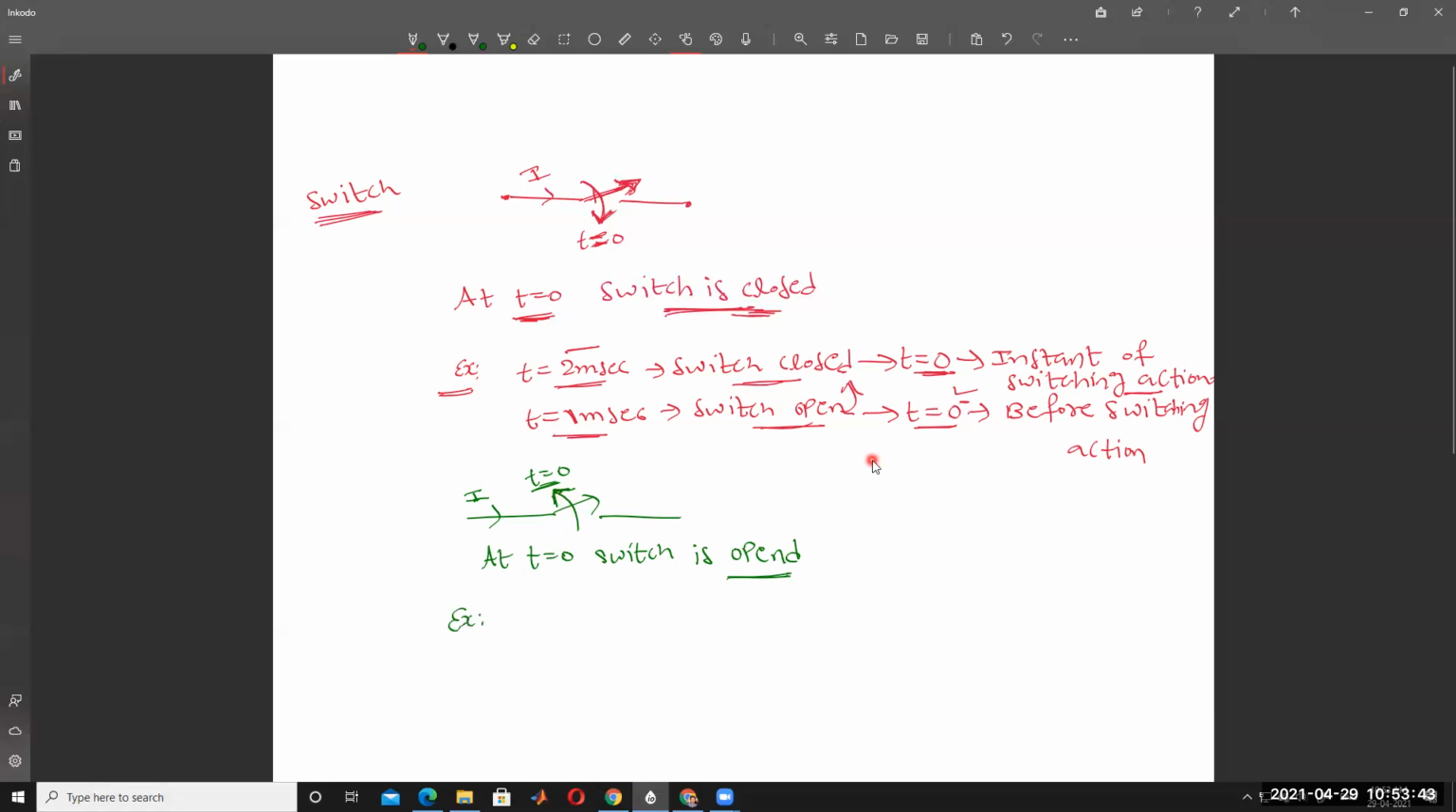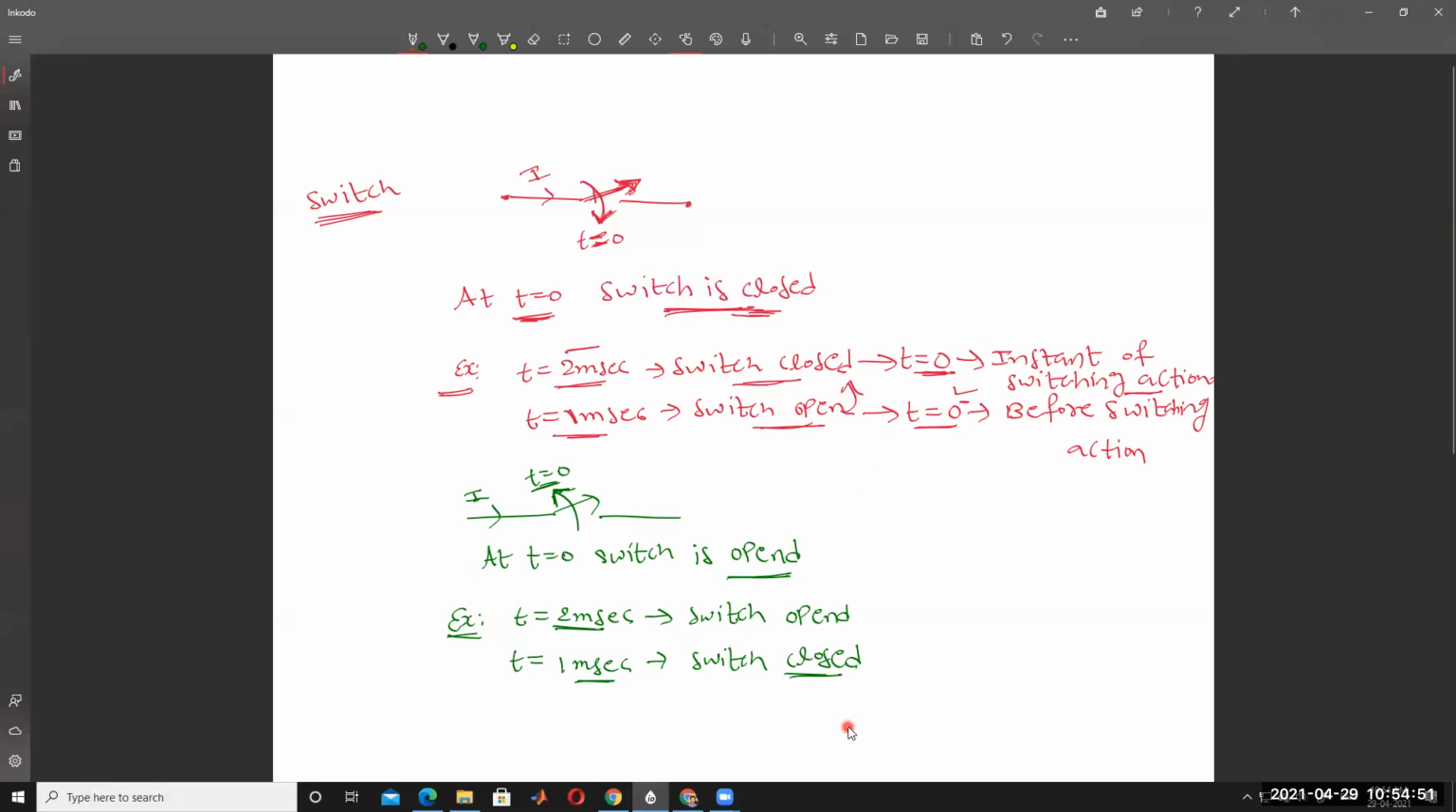Understood. For example, same example, let us assume at t is equal to 2 milliseconds the switch is open. So what is the condition before the switching action? Before 2 milliseconds means 1 millisecond. Before the switching action, the switch is in the closed condition. Then only it is possible at t is equal to 2 milliseconds to open.